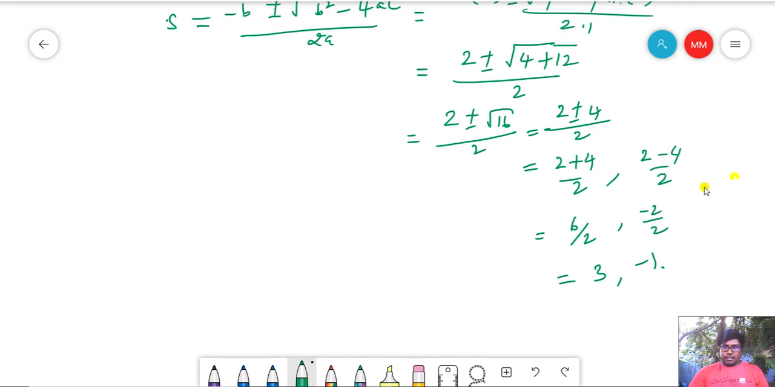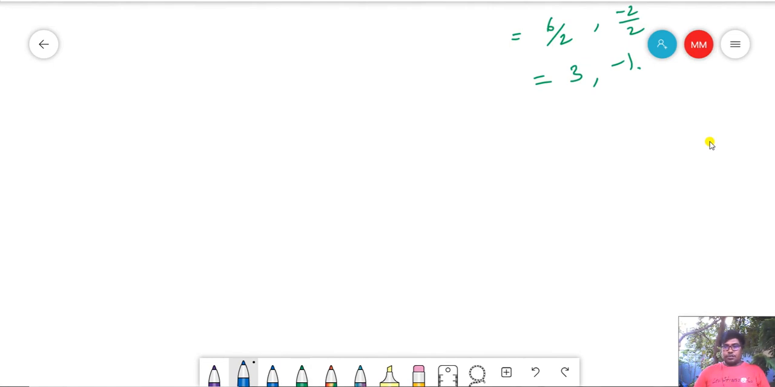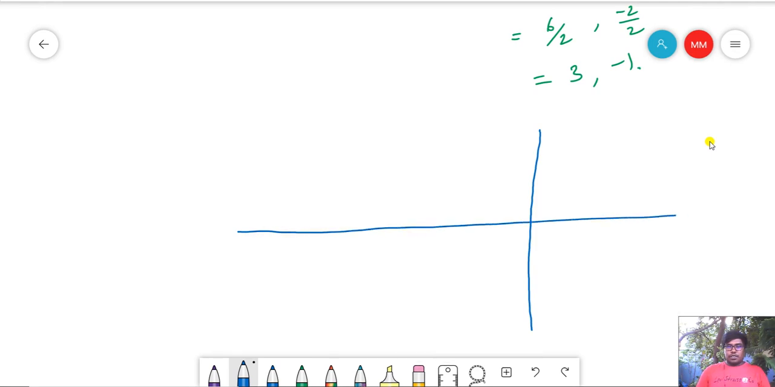Let us see how we will locate the breakaway and break-in points. I'm redrawing the diagram here. This is the real axis, this is the j omega axis, and the marks 0, minus 1, minus 2, minus 3, 1, 2, 3 and so on. Now we have already located the poles and zeros for the given transfer function.